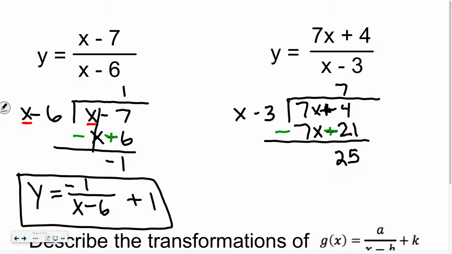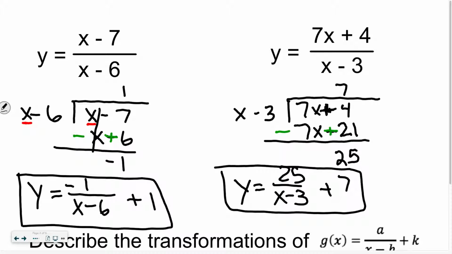Okay, so 25. Then we'll say y equals 25 over x minus 3, plus 7 whole ones. The fraction is the remainder over the divisor. I'm going to talk about that in a little bit. Plus 7 whole ones. Okay.